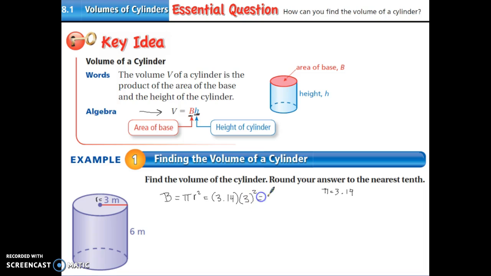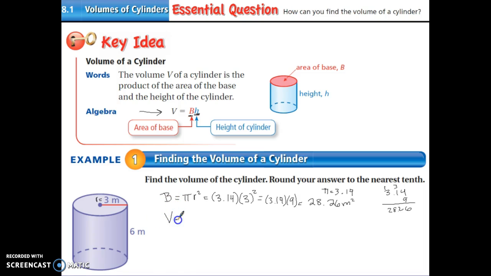Doing exponents first, I get 3.14 times 9. And I'll go ahead and do this math off to the side. I get 28.26. And since we're talking area, the units here are square meters. So the area of the base is 28.26 square meters. You can either round to the nearest tenth now, or wait until you obtain your final answer to round. Doesn't matter either way you choose to do it.